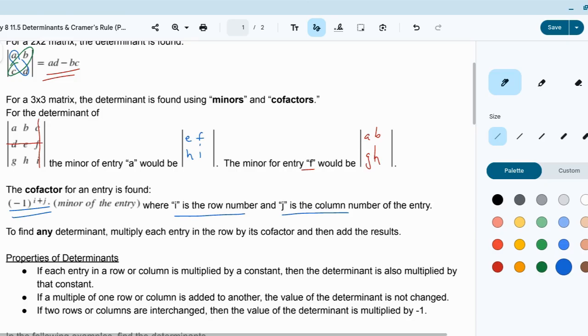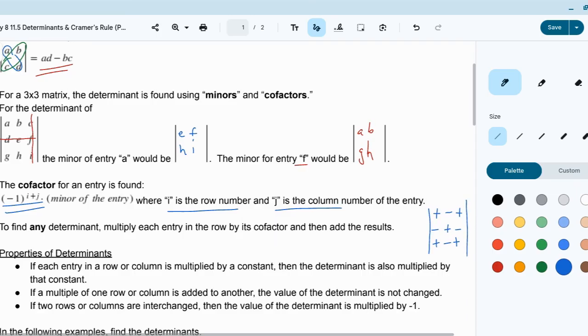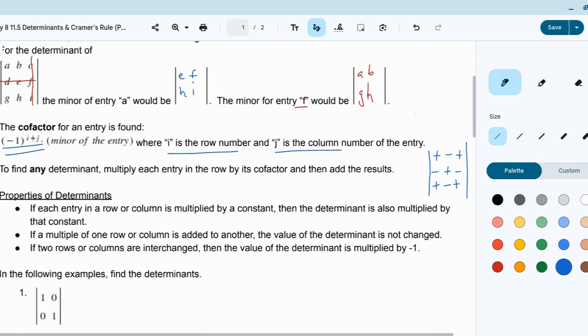We're going to multiply each entry in a row by its cofactor and then add the results. Now, what I simply say is if it's a 3 by 3, it follows this format where you keep the same, take the opposite, keep the same, take the opposite, same, opposite, and then same, opposite, same. If you just memorize this little shortcut, it should make finding these 3 by 3 determinants, which we'll get to in a few minutes, much easier to do.